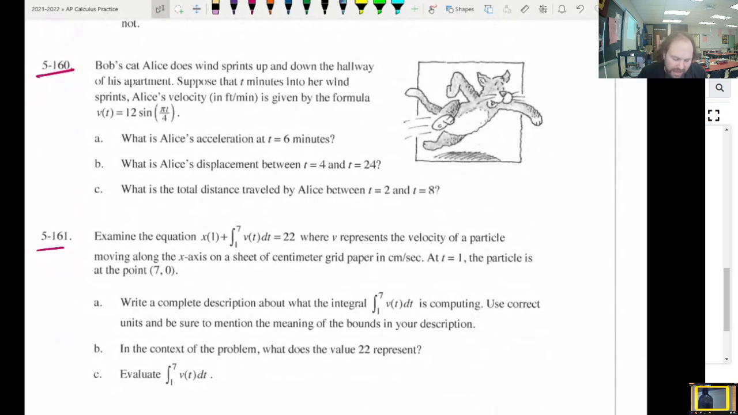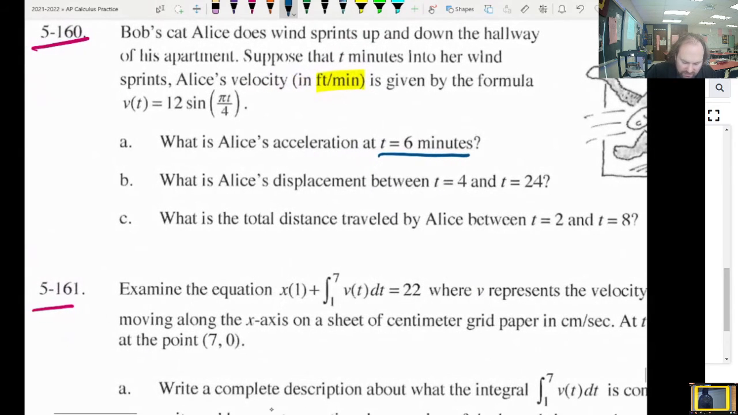160, we have Bob's cat Alice. He's doing wind sprints up and down the hallway of his apartment. Suppose that t minutes into her wind sprints, Alice's velocity in feet per minute, good thing to point out, is given by the formula v of t equals 12 sine pi t over 4. So, first question is, what is Alice's acceleration at t equals 6 minutes? Right away, I can tell you, it doesn't say this in the problem, but based on the ridiculousness of this function, this is a calculator question.